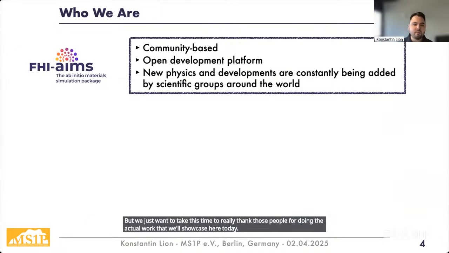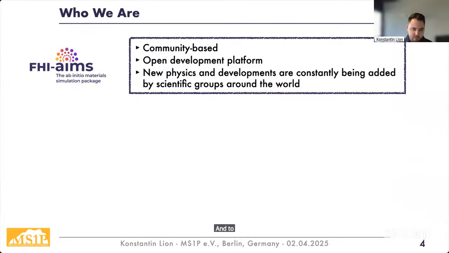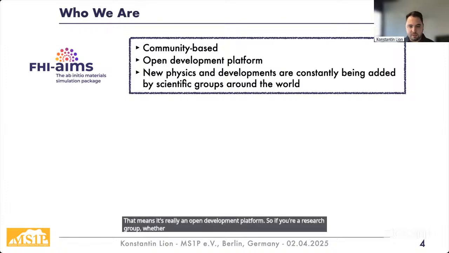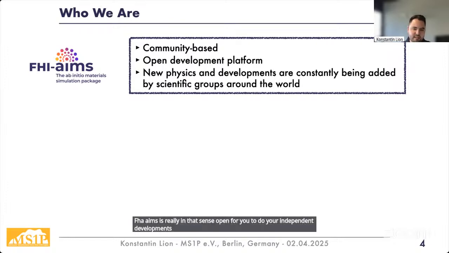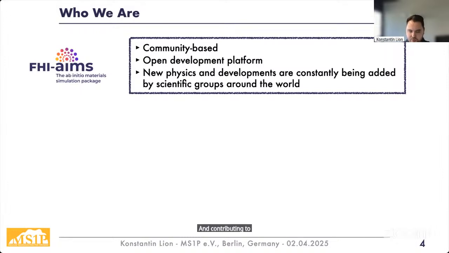To again summarize a bit what the FHI-aims code is, it's really community-based. That means it's an open development platform. So if you're a research group, whether in industry or in academia, and you're interested in developing new research ideas and you want to implement those, FHI-aims is open for you to do your independent developments. These new physics and developments are constantly being added by scientific groups around the world without any significant oversight by anyone. So if you are interested in adding science and contributing to the code, you're free to do so.